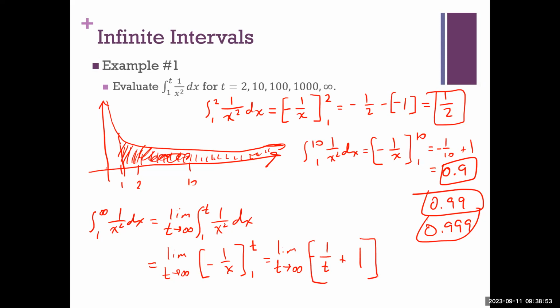Is this a limit that I can evaluate? The 1 is a constant, so the limit is going to have no effect on the 1. But what's going to happen to -1/t as t gets really, really large? It's going to go towards 0, right? So that limit ends up being something we can evaluate, which is 0 plus 1. So even though this region that we're trying to find the area of has infinite length, its area is finite. Its area is exactly 1.